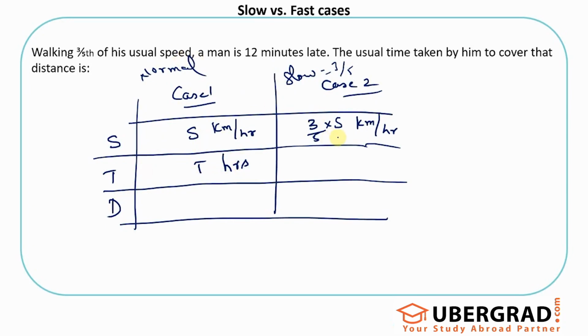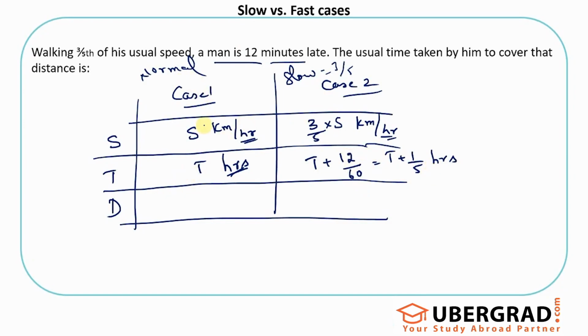Because he is going at a slower speed, the man is 12 minutes late, as in he walked for 12 minutes more. So that means he took t plus 12, but make sure you have converted the 12 minutes into hours. That should be 12 by 60. Why? Because we are working in hours. You cannot add t plus 12 minutes that way. So this will be t plus 1 by 5 hours. I am converting minutes to hours: 12 by 60 hours, so 1 by 5 hours.